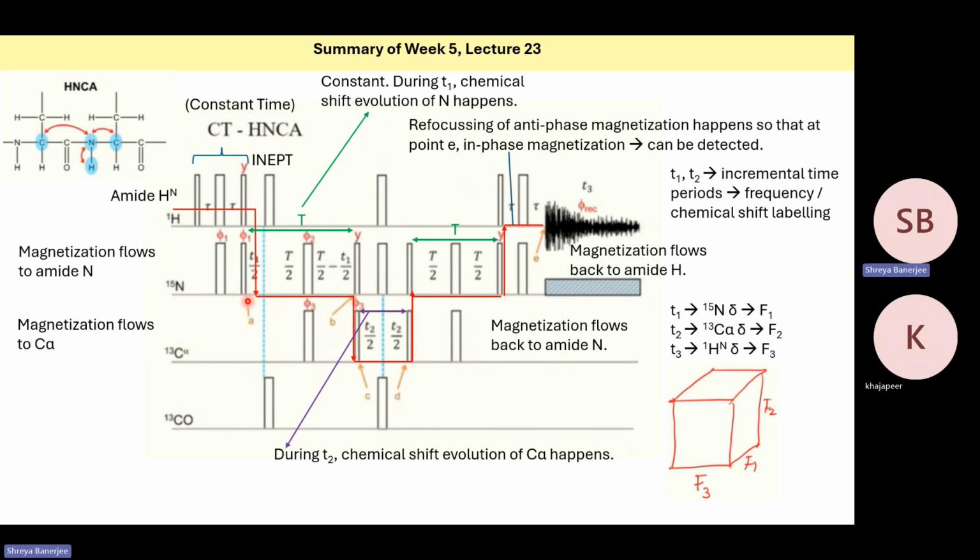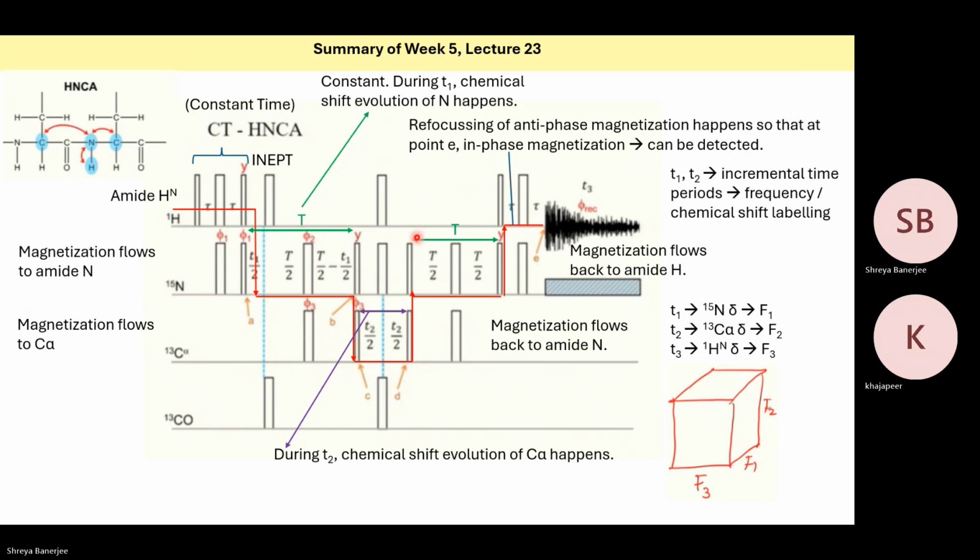Then after this constant time of capital T is over, there is another INEPT kind of experiment which transfers the magnetization from 15N to 13C alpha, which is this transfer. You can see it has transferred here. Then there is a time period of small t2, and during this time period t2, the chemical shift evolution of the C alpha is happening, because now the magnetization is on the C alpha, and that is what is evolving. So this gives you the second time axis or the second frequency axis.